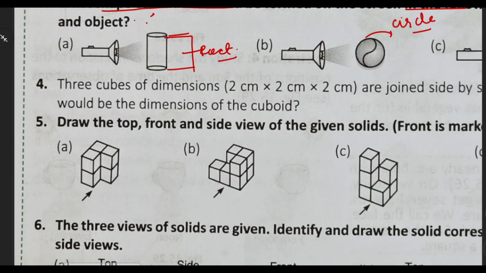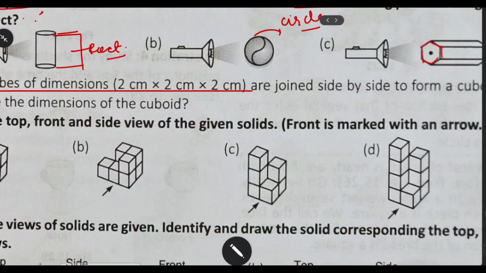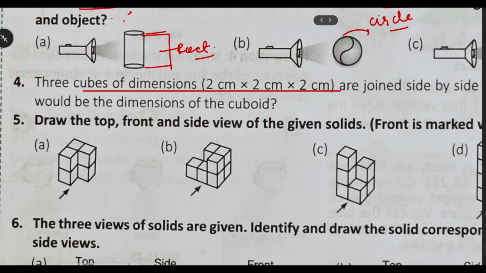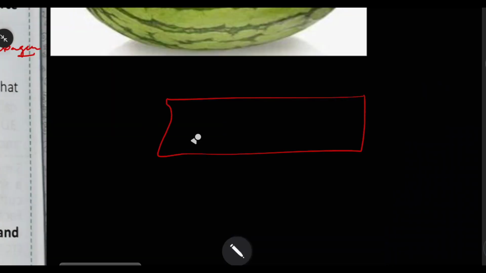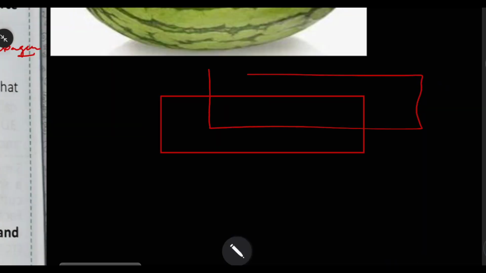Three cubes of dimension 2 by 2 centimeters are joined side by side to form a cuboid. What will be the dimensions of the cuboid? So let us draw a cuboid like this. Again, we have to draw another cuboid like this. Now we will make it with cubes of the same size. So let us draw the cube. Let us join the lines.